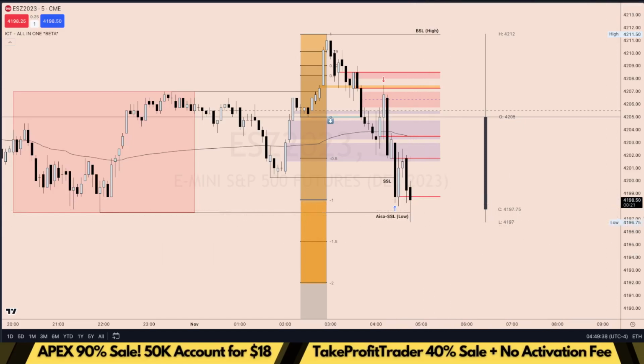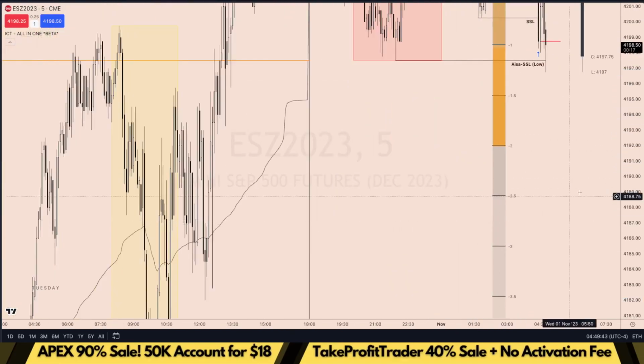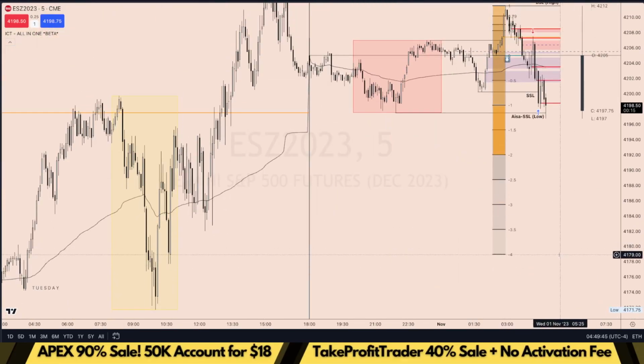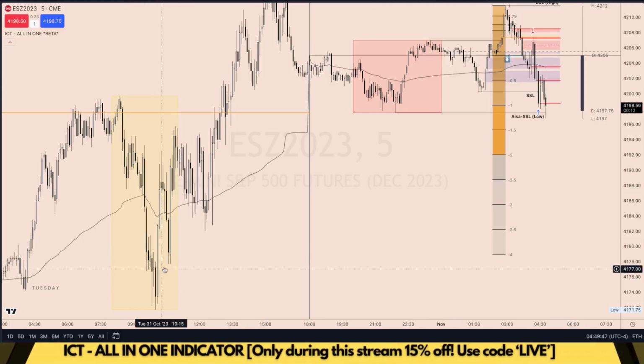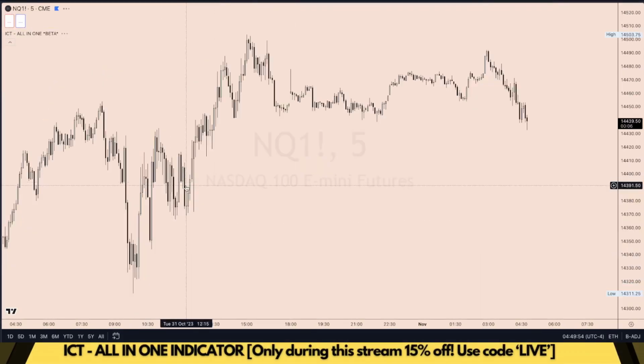We immediately get rejected. Let's wait for this 5-minute close. Didn't hit the 1.5 standard deviation. Let's see where it would end. 4 standard deviations would roughly bring us to the lows at 10:30 right here from yesterday. Sell side below the 50%.